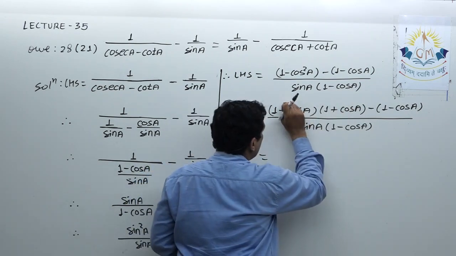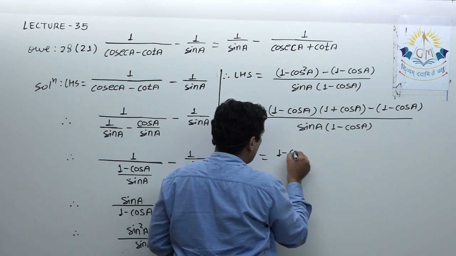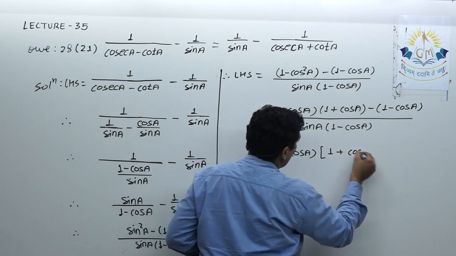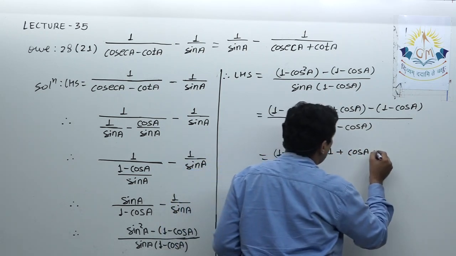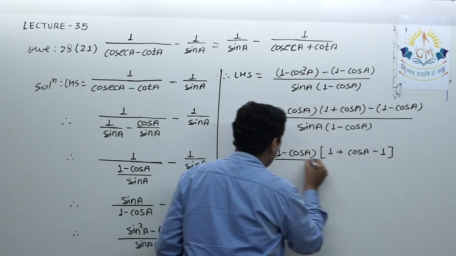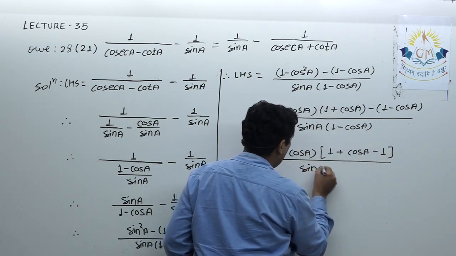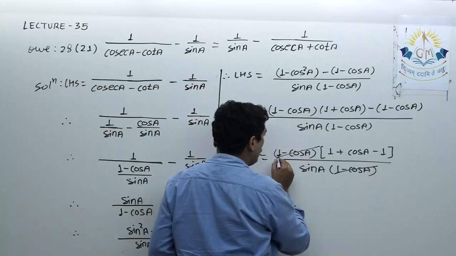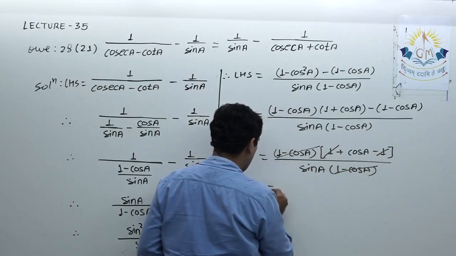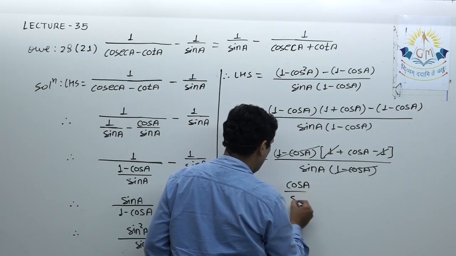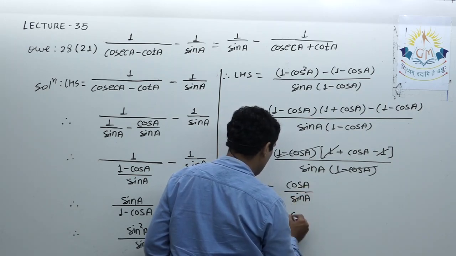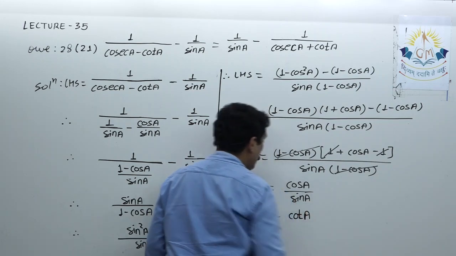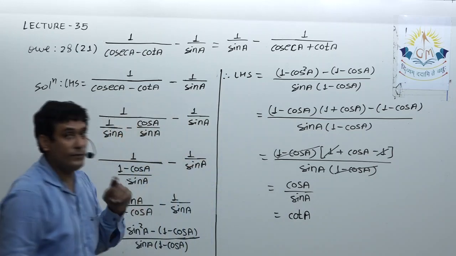Now if you observe, I can take this 1 minus cos a common from the numerator, so I will be left with 1 plus cos a minus 1 divided by sin a into 1 minus cos a. Now this 1 minus cos a, 1 minus cos a cancel, this minus 1 plus 1 cancel. So here I have cos a upon sin a, which gives me cot a. Okay, this is the simplification of the left hand side.